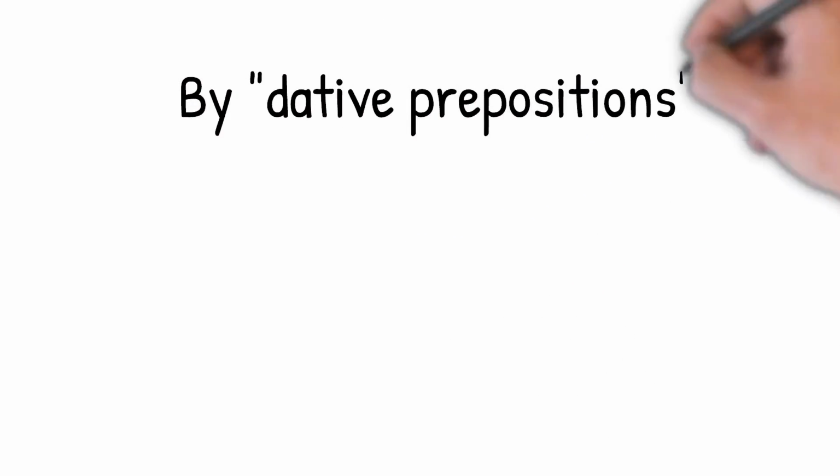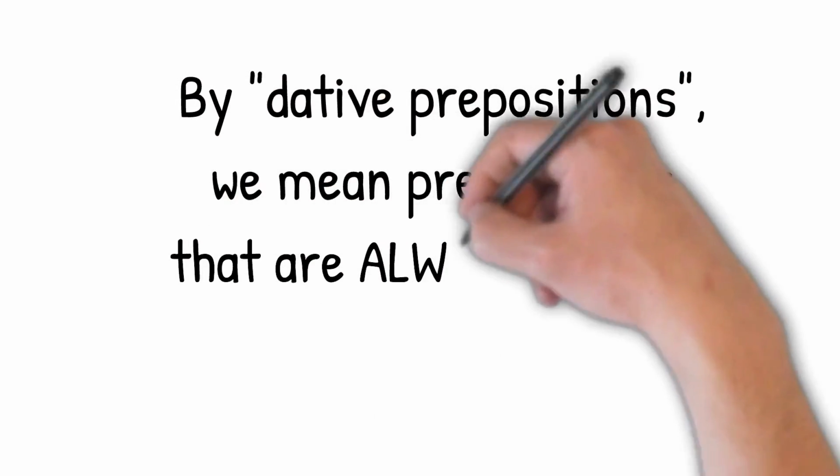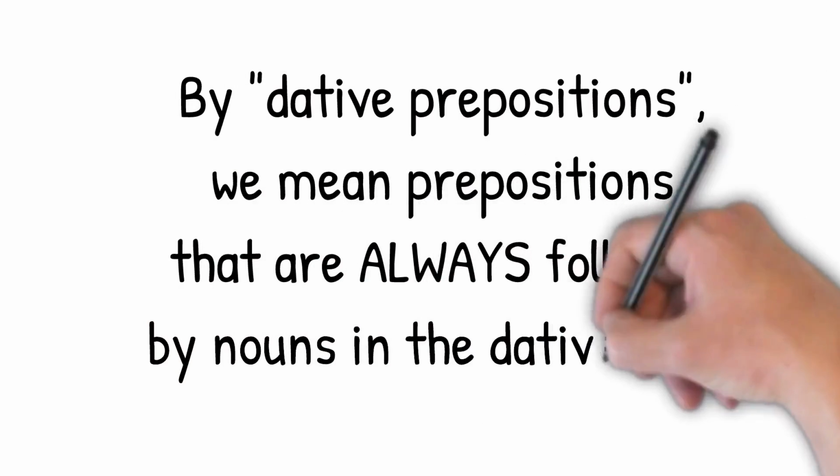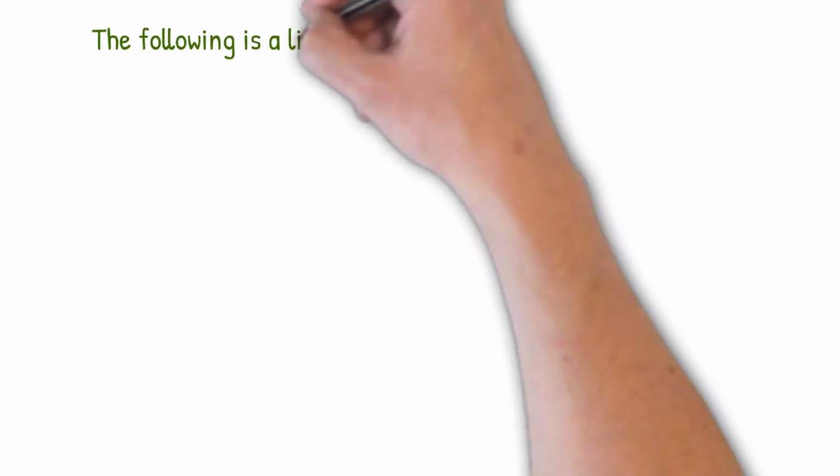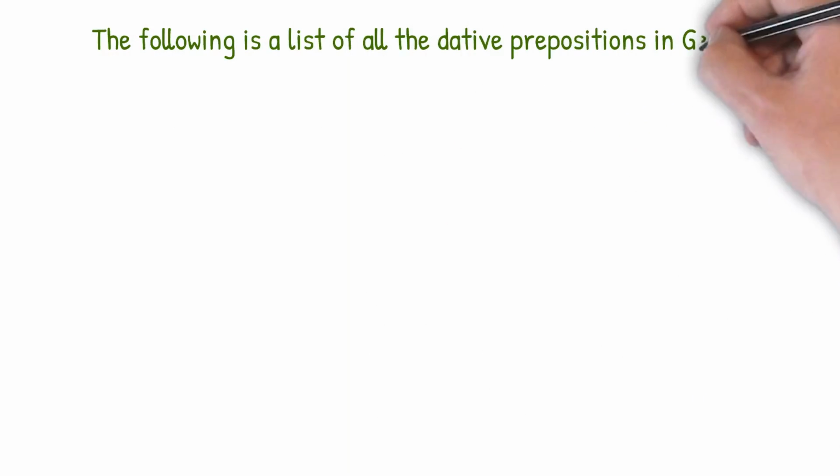One further clarification. By dative prepositions, we mean prepositions that are always followed by nouns in the dative case. There's another type of prepositions called two-way prepositions, which are sometimes followed by nouns in the accusative and sometimes followed by nouns in the dative. There's another video for that. However, dative prepositions are always followed by nouns in the dative case. The following is a list of all the dative prepositions in German.